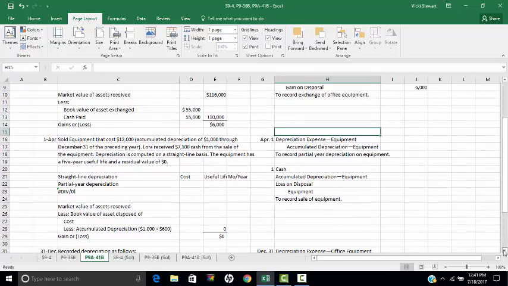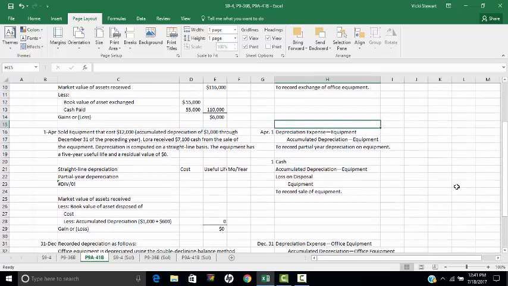Next, on April 1st, it says that we sold equipment that cost $12,000, had accumulated depreciation of $1,000 through December 31st of the preceding year, and Laura received $7,100 cash from the sale of the equipment. Depreciation is computed on a straight line basis, and the equipment has a 5-year useful life and a residual value of 0. So we know we sold this equipment on April 1st. That means that we need to first record the partial year depreciation on the equipment before we can determine whether we had a gain or a loss on the sale.